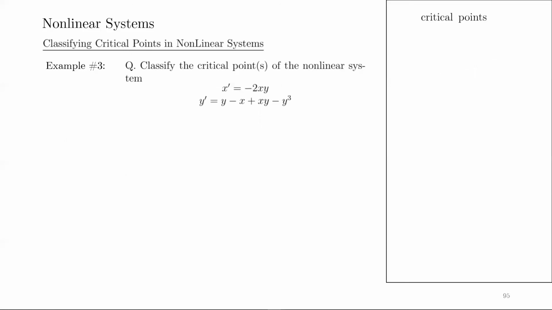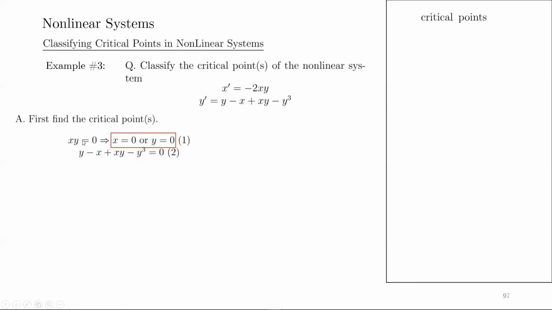Okay, let's do one more example before the end of the lecture. So we have another nonlinear system here. Again, let's find the critical points. So 2 times x times y equals 0, or just x times y equals 0, and y minus x plus x times y minus y cubed equals 0. There's a lot of variables going on there. So the first equation implies that either x is 0 or y is 0.